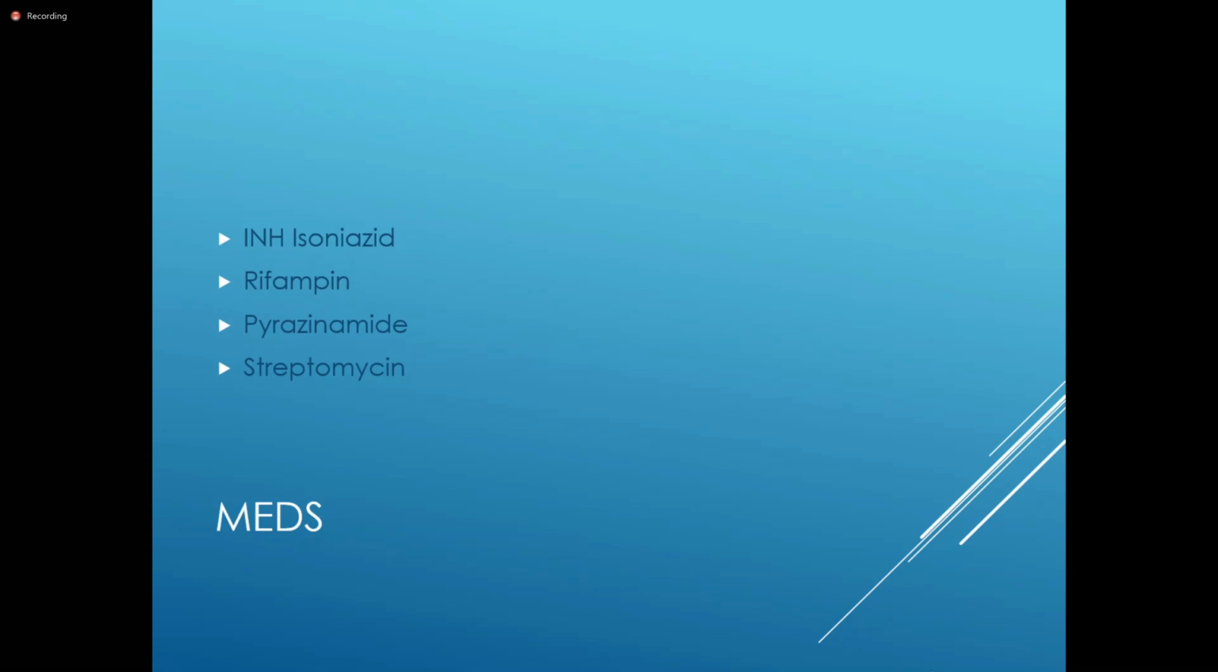Streptomycin is an antibiotic. Remember, it's in the mycin category. And this other one that I don't even know how to pronounce. So here, what you need to recognize, you're always going to see INH. Rifampin is one that's used a lot. One thing about rifampin, when patients take it, it makes their urine turn orange.